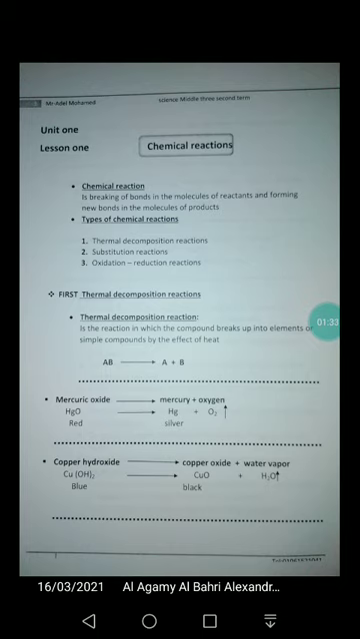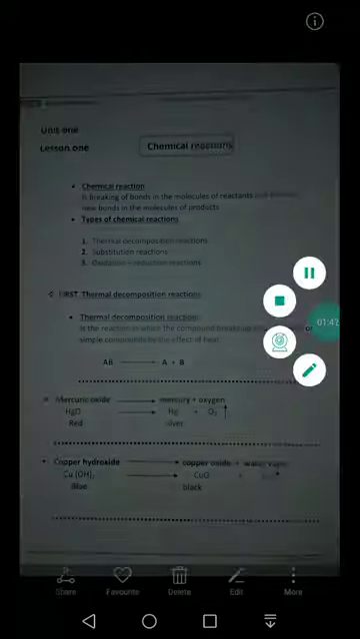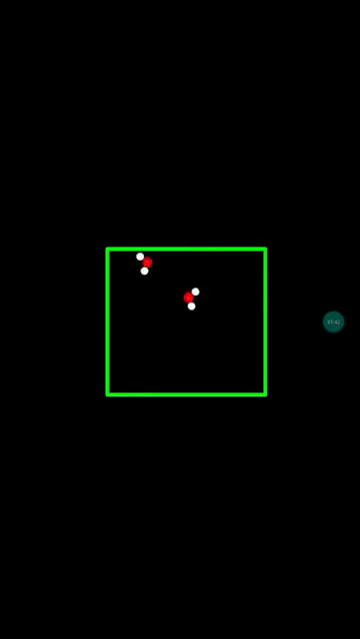To understand the concept of the chemical reaction, let us see what happens during the chemical reaction: the formation of water. We know that water consists of 3 atoms. A drop of water, as you can see here, consists of what? 2 hydrogen atoms and 1 oxygen atom.